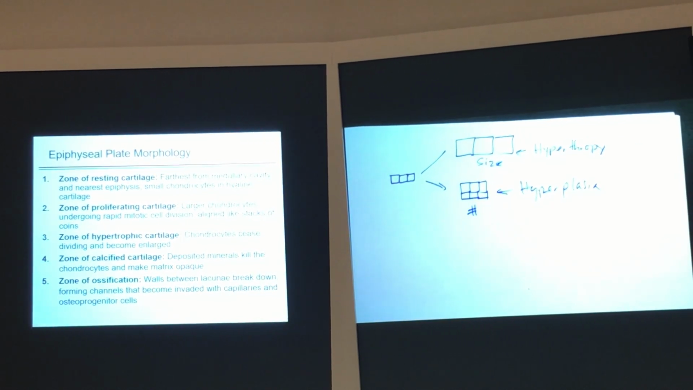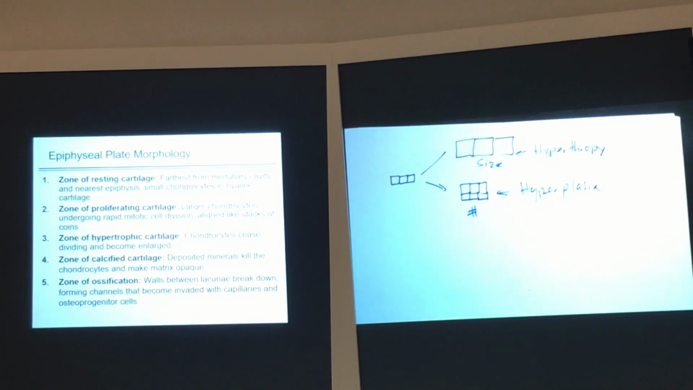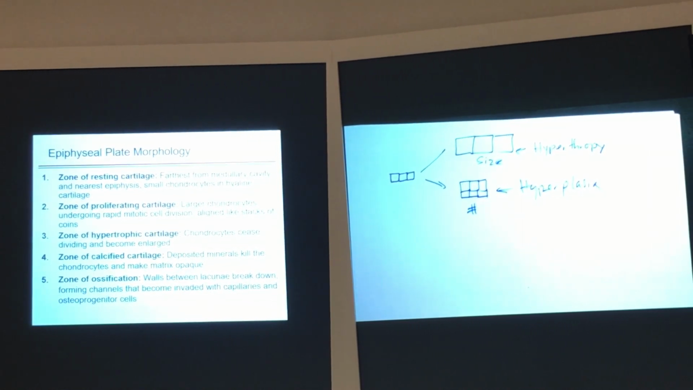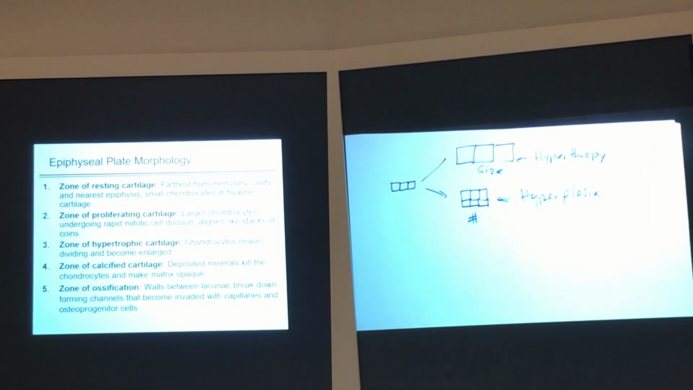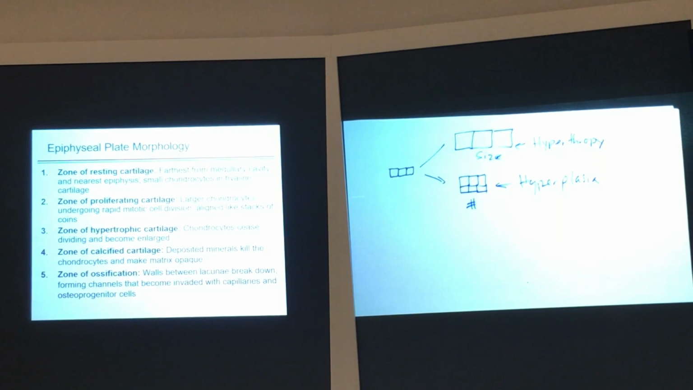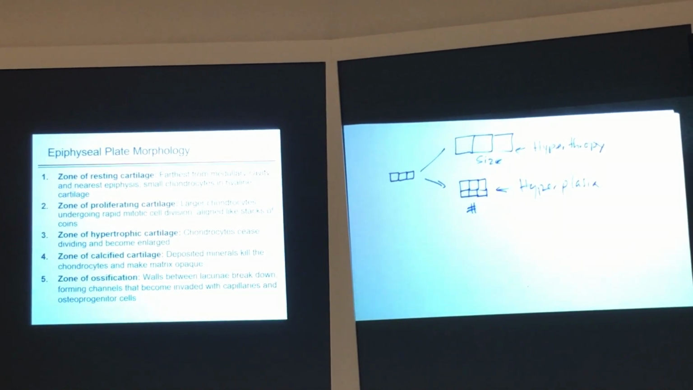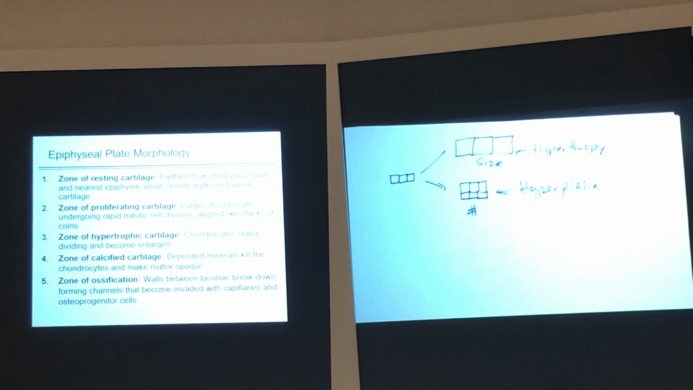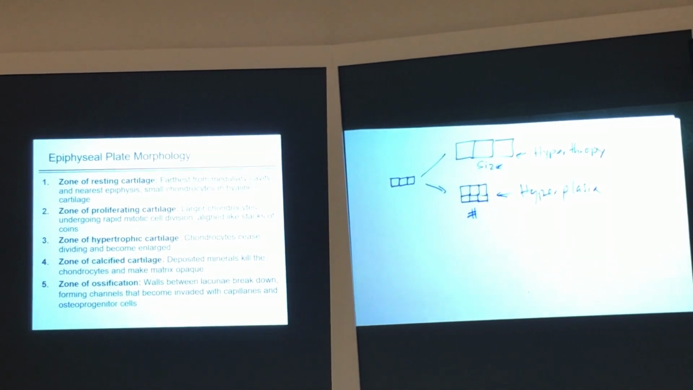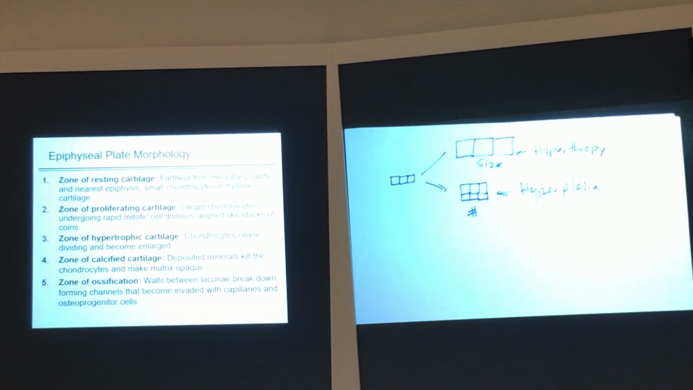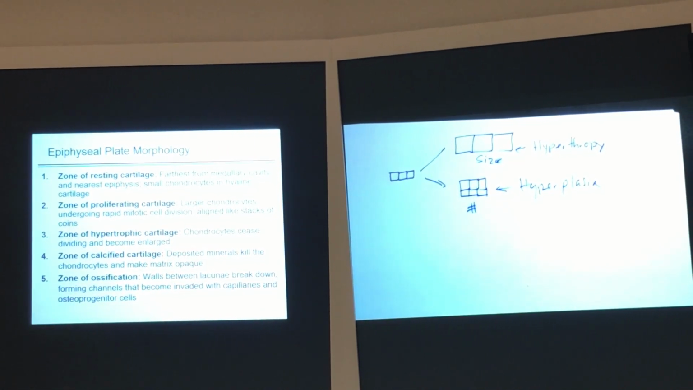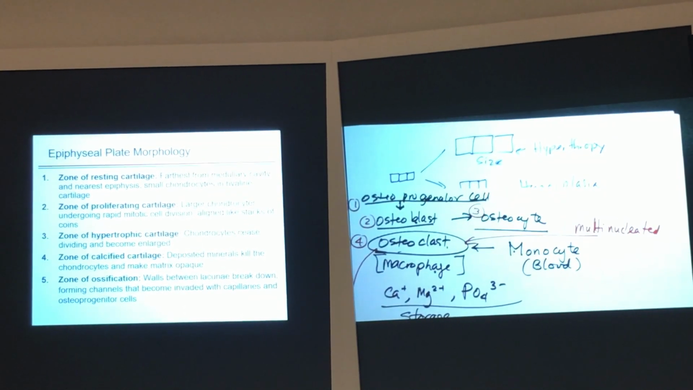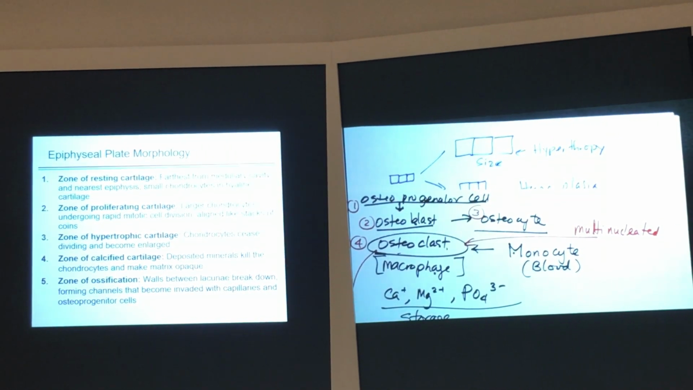So this cell that multiplied starts to get bigger, and then calcium will deposit on them. So deposited mineral kills the chondrocyte, and the matrix becomes opaque. That means it starts to die, and then zone of ossification starts, bone formation starts. Walls between the lacunae break down, channels become embedded with capillaries and osteoprogenitor cells. So the osteoprogenitor cells, what do they give rise to? They give rise to osteoblast, they give rise to osteocyte.